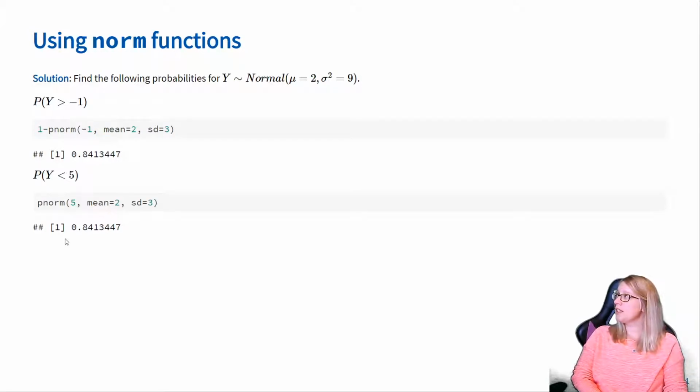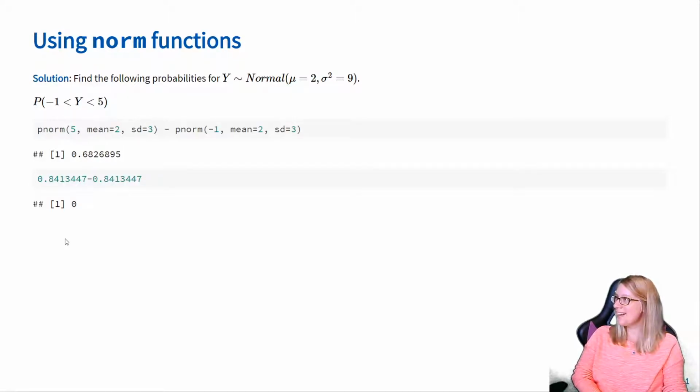To find the probability that y is less than 5, we get pretty large, 0.814. And then finally, let's talk about how to find probabilities related to ranges with the normal distribution.